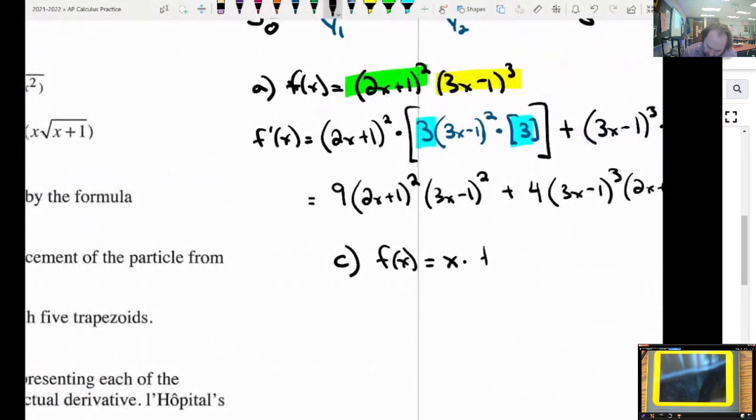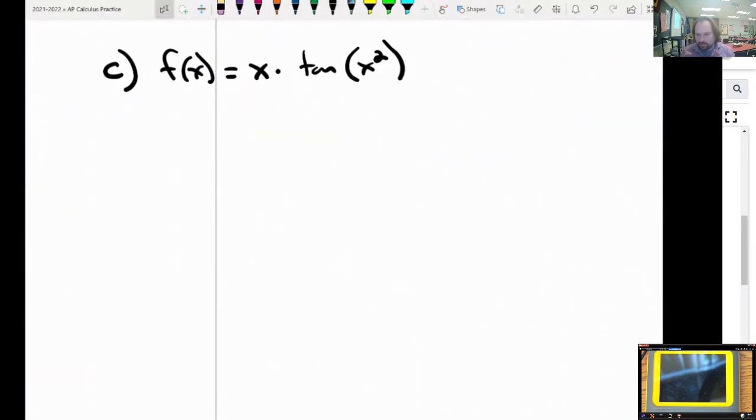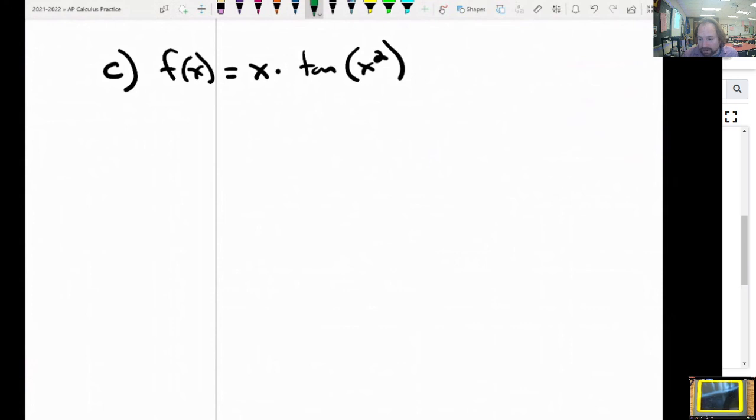X times the tangent of x squared, like that. Again, all we're going to do here is just separate out the ideas. Don't panic. Again, the biggest thing here is psychology. The answers are going to be ridiculous, so don't be afraid if you get a weird answer, because it's probably right. You're probably doing the right thing, and just don't panic.